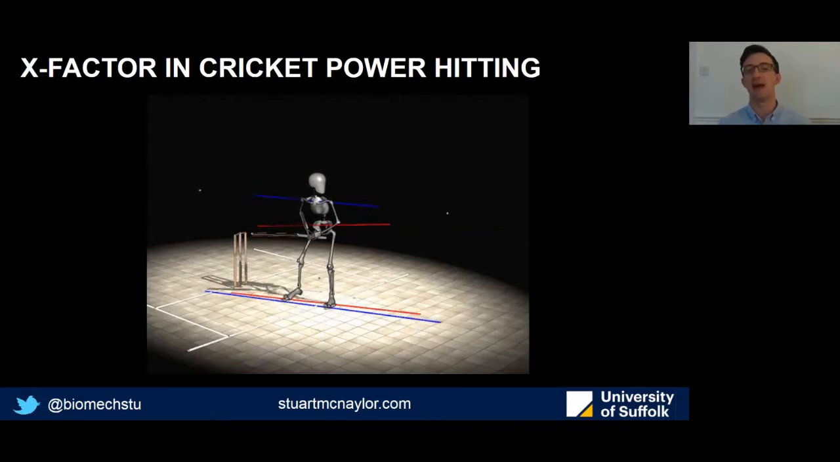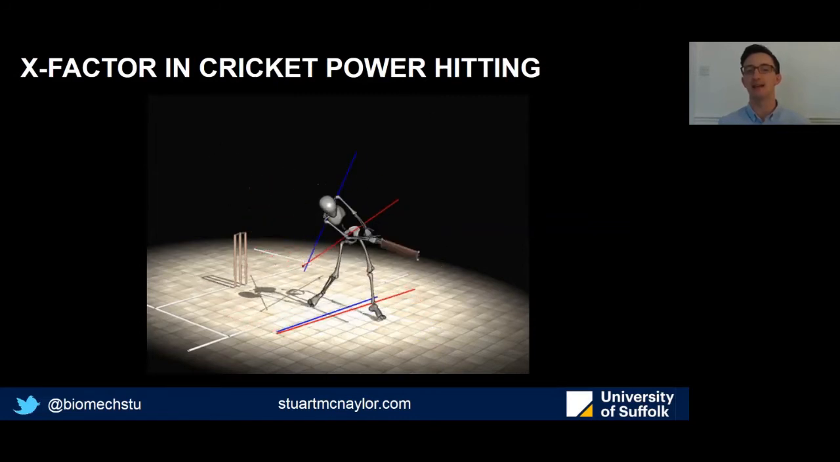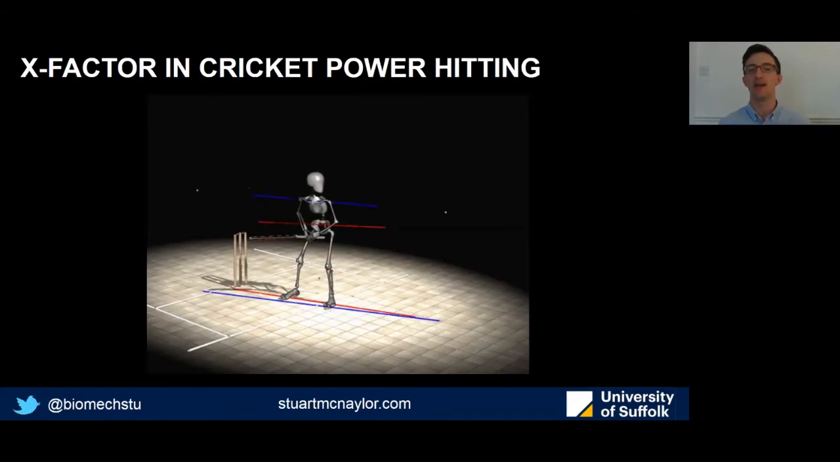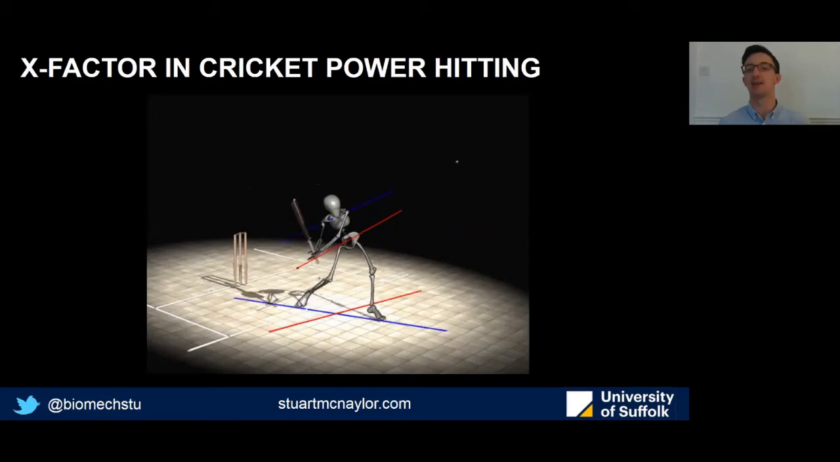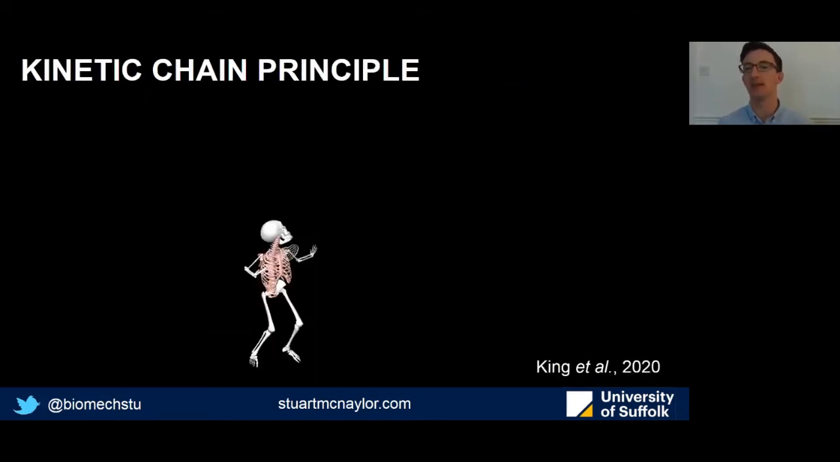However, during the backswing, these lines start to separate as the pelvis and thorax separate, and they then recoil during the downswing. And it's the magnitude of this separation, or the size of the X, which has been linked to performance in cricket batting, as well as other sports, such as golf or baseball.